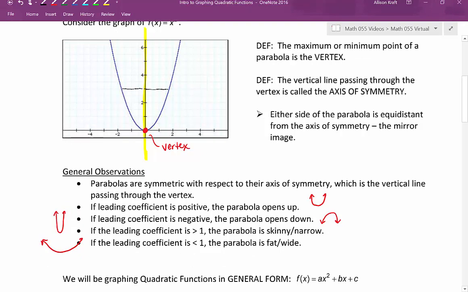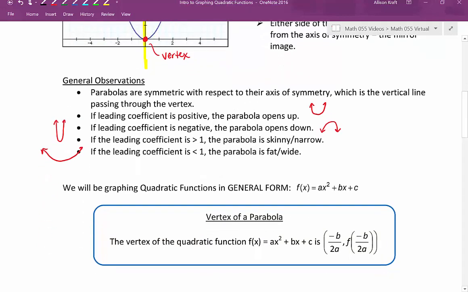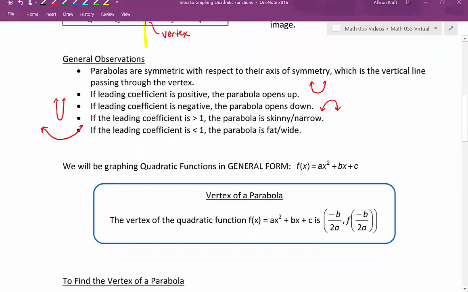That's nice to have in mind before you start graphing, so if your graph doesn't end up supporting what you know it should look like based off of the equation, you can more easily identify a mistake that was made. We're going to be graphing quadratic functions that are in general form. General form is f of x equals ax squared plus bx plus c. To find the vertex of a parabola in general form, the vertex is the ordered pair negative b over 2a comma f of negative b over 2a.